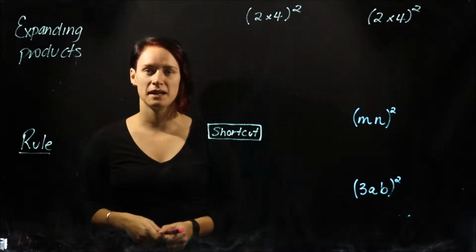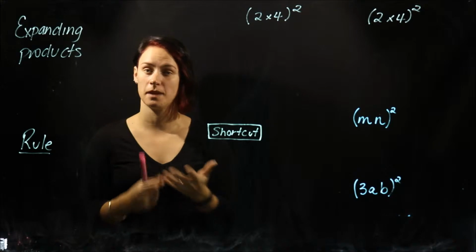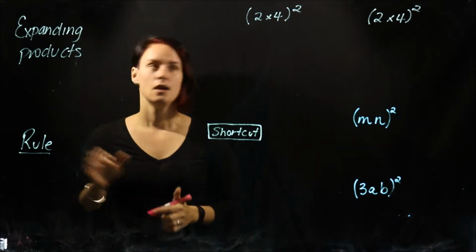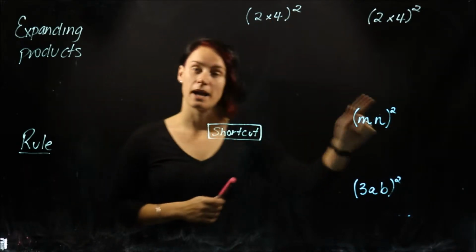In this lesson we're looking at expanding products. When I talk about products, we're talking about things inside the brackets that are multiplied together. A product of something is what happens once you've multiplied it together. So we're going to start with a numerical example first so we can apply an algebraic example.